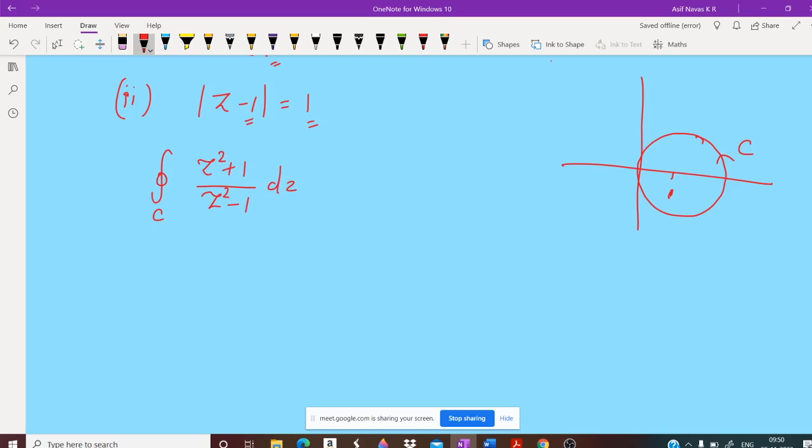This you can write as the integral over C of (z square plus 1) divided by (z minus 1) into (z plus 1) dz. Now here the points at which the denominator is 0 are 1 and minus 1. So 1 is inside and minus 1 is outside.